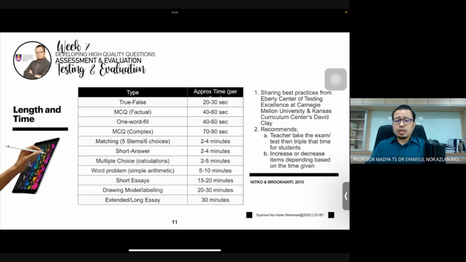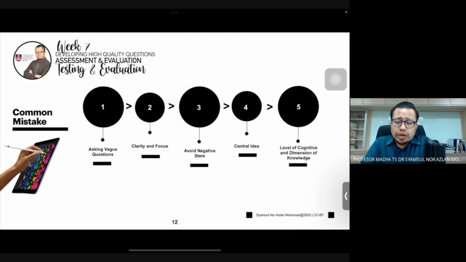So if you can see here, what are the common mistakes that happen when we construct the questions? Number one is asking vague questions. Asking a vague question normally happens. We need to make sure that we have clarity and focus on the questions, and please avoid the negative stems, and also please provide a central idea. And again, refer back to your table of specification, revisit your level of cognitive and the dimension of knowledge. They will help you to design very good questions.